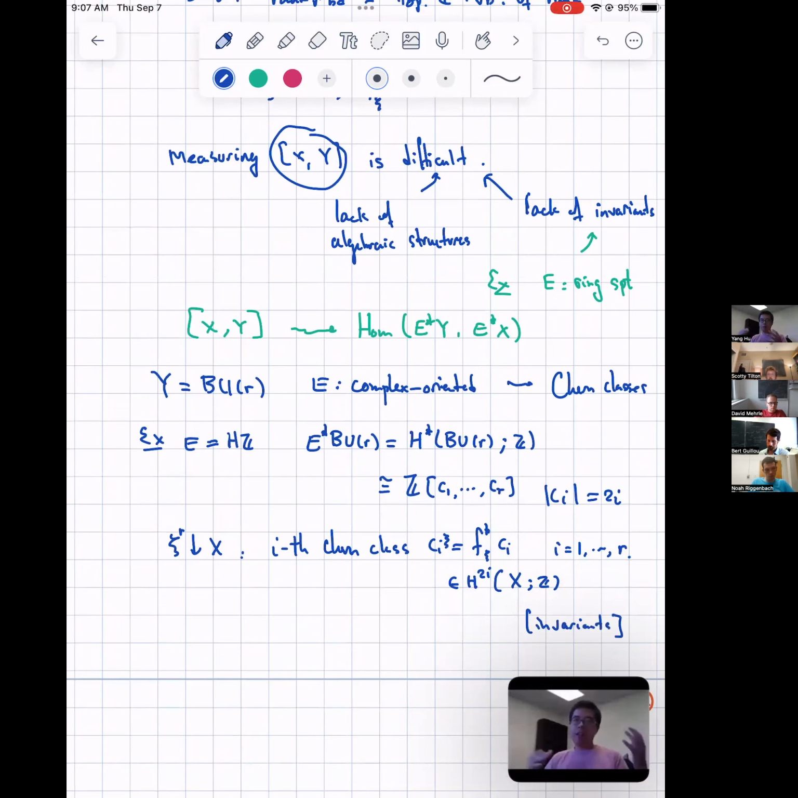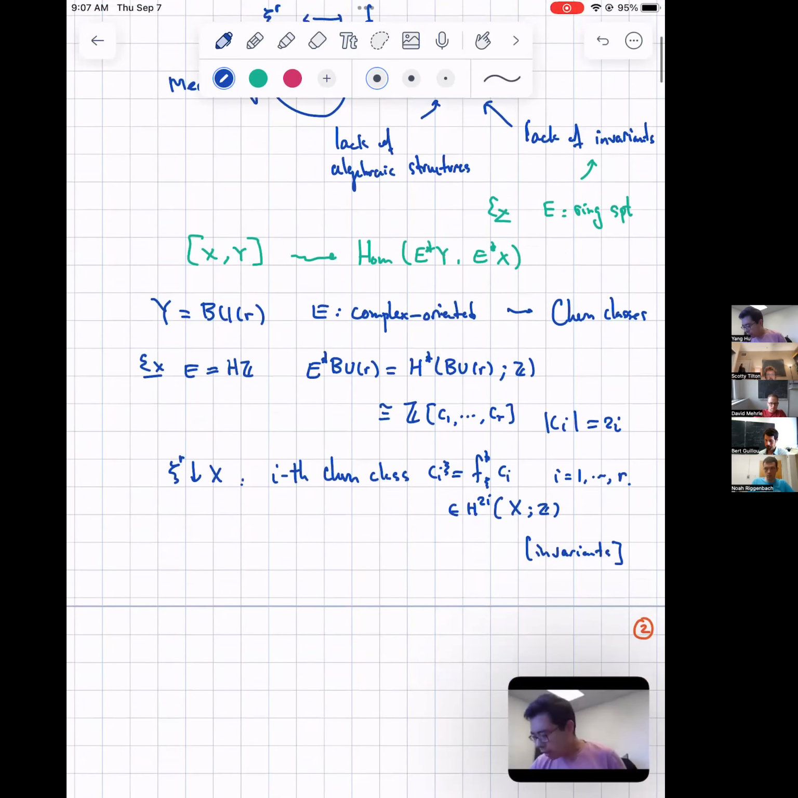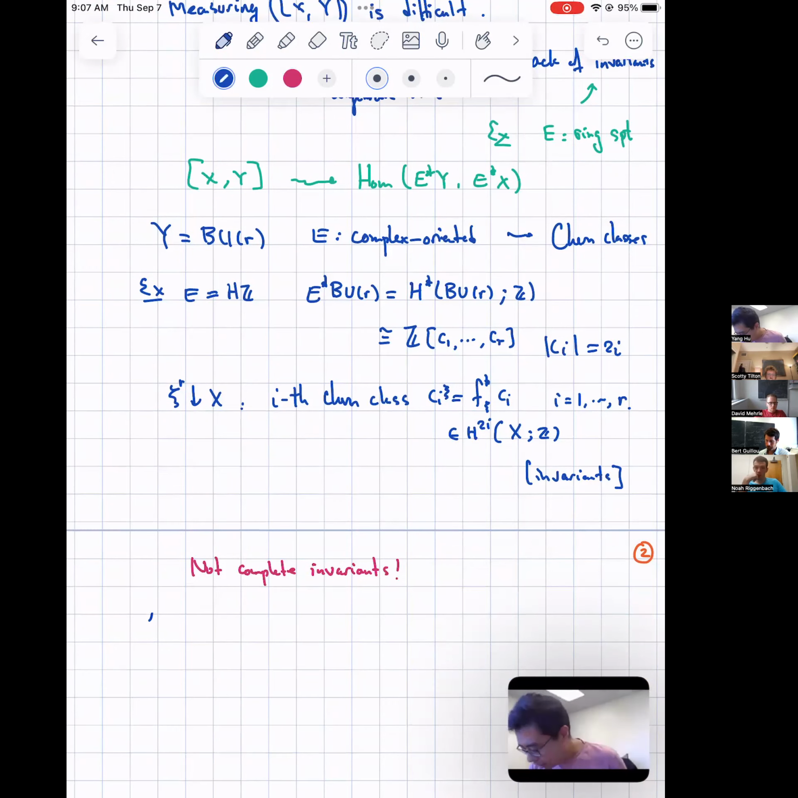Right, because isomorphic bundles have homotopic classifying maps, and homotopic maps induce the same map in cohomology. So those are cohomology invariants, good enough. However, those are not complete invariants. So just because two vector bundles have the same Chern classes, that does not mean that these two bundles are necessarily isomorphic. So let's do a quick example.